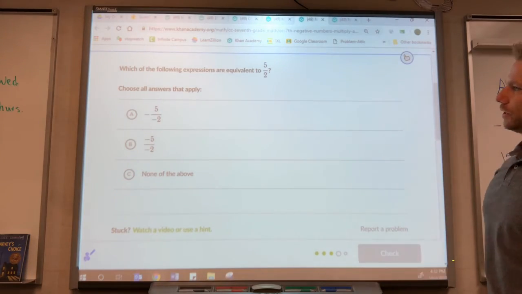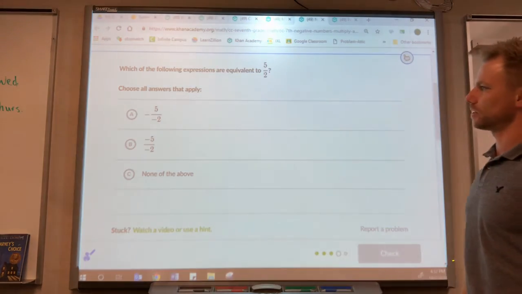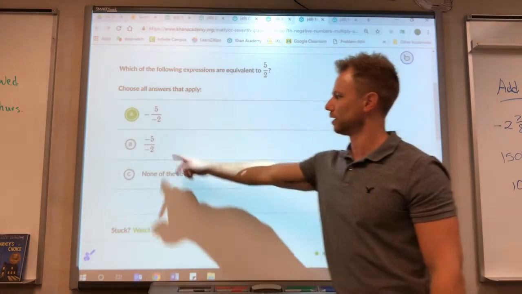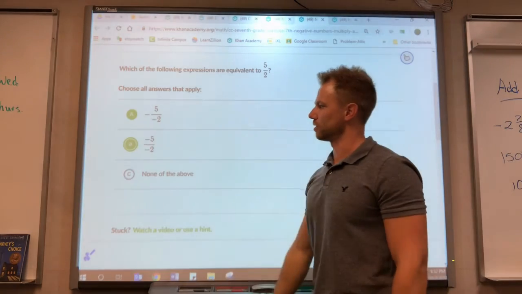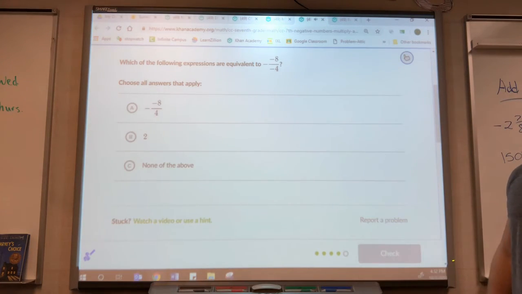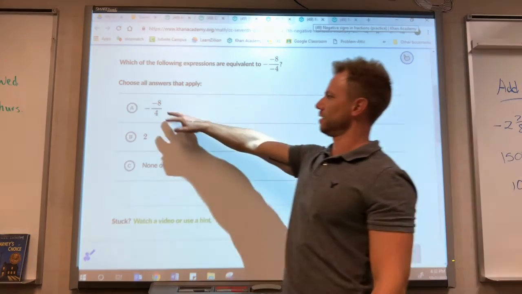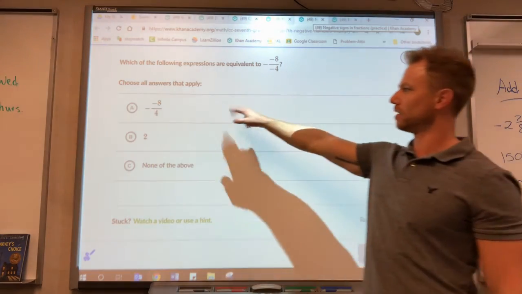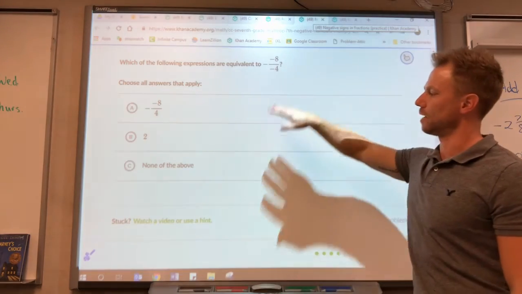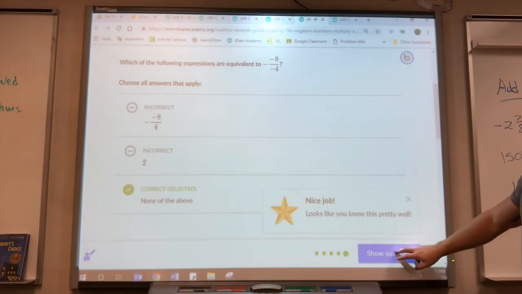All right, which of the following expressions are equivalent to this? There's no negatives, so it's positive. 2 negatives make a positive, so that one would be equivalent. Again, 2 negatives make a positive, so B would also be equivalent. Here we have 3 negatives, so it's going to be negative. This has 2 negatives, which is positive, so it's not A. B is just a positive 2, so it's not B. It would need to be negative, so it must be none of these.